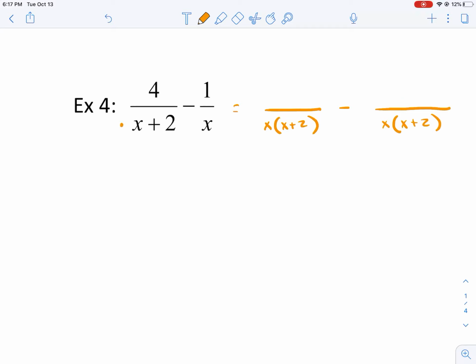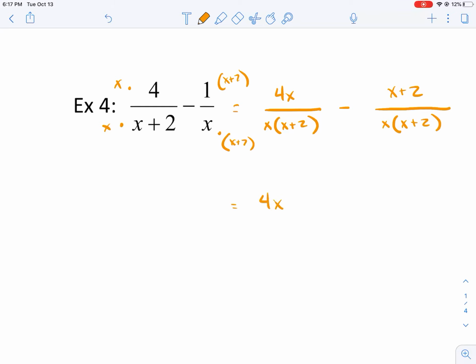Over here I had to multiply the top and the bottom by an x, so I get a 4x. Over here I have to multiply by x plus 2, so I get an x plus 2 in the top. And now let's put things together.